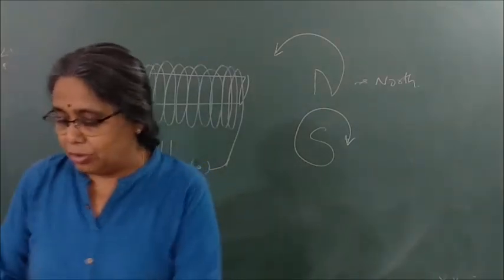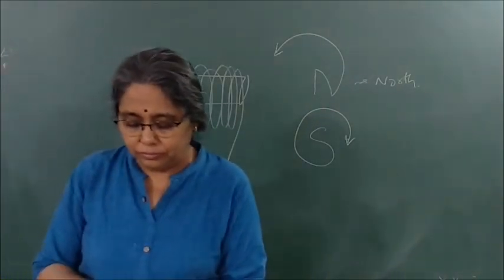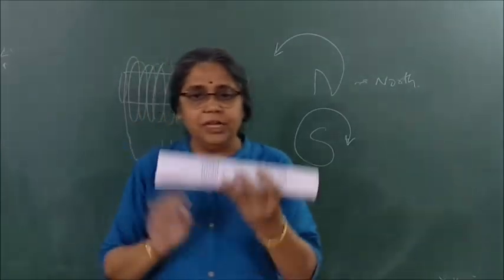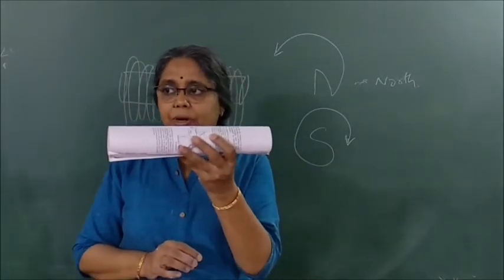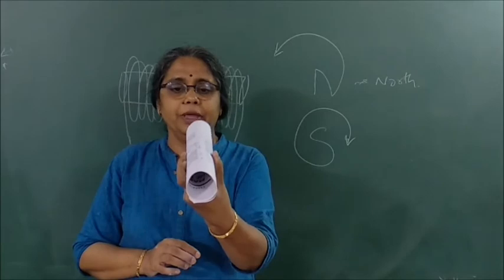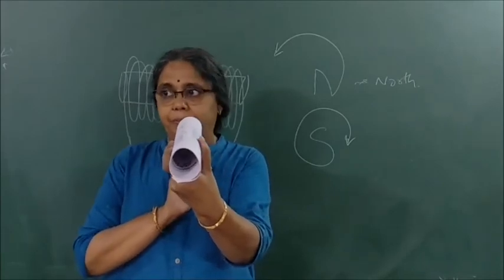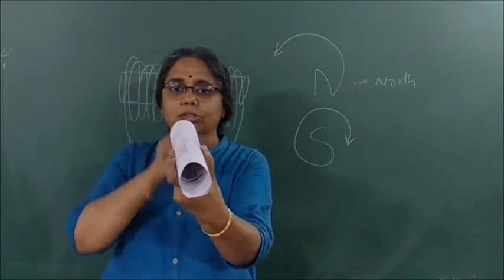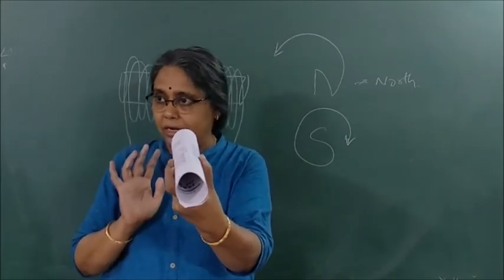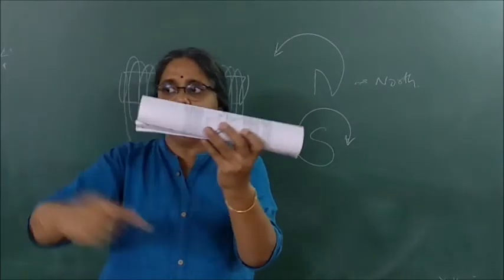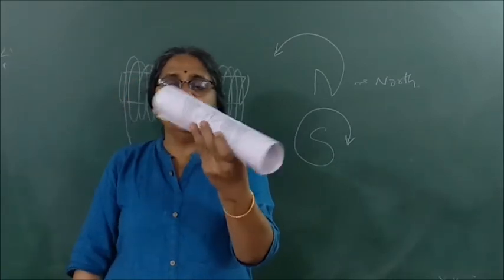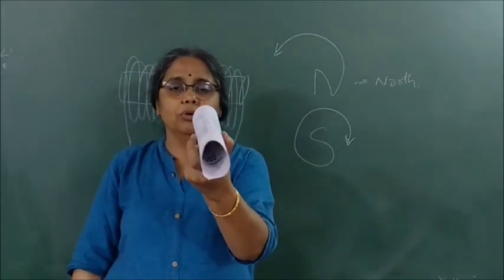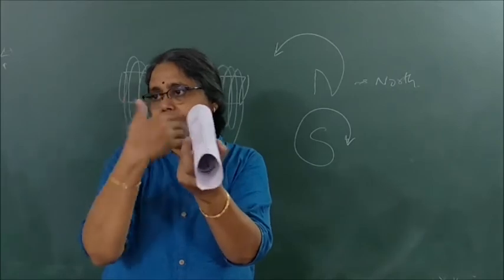If this is my solenoid, I am drawing like this. But to identify the current, I should make it facing towards me. Then I can see whether the current is going clockwise or anti-clockwise. Understood? If you keep like this, here you cannot identify. So make the end of the solenoid face towards you or away from you, whichever way you want.